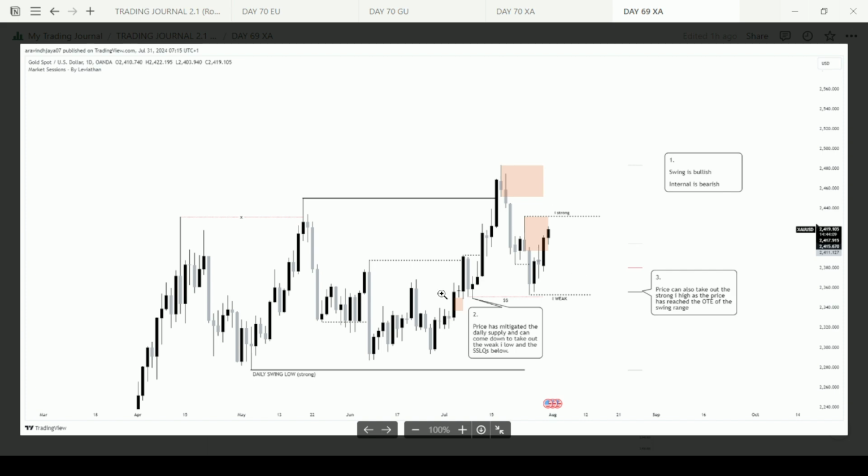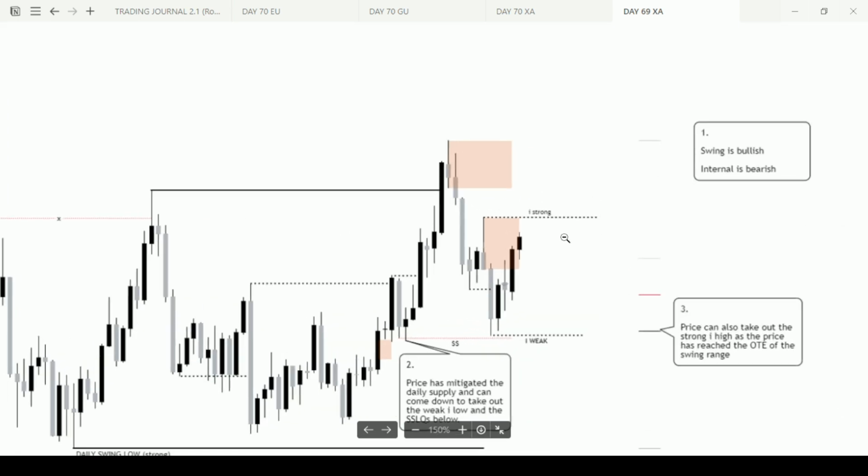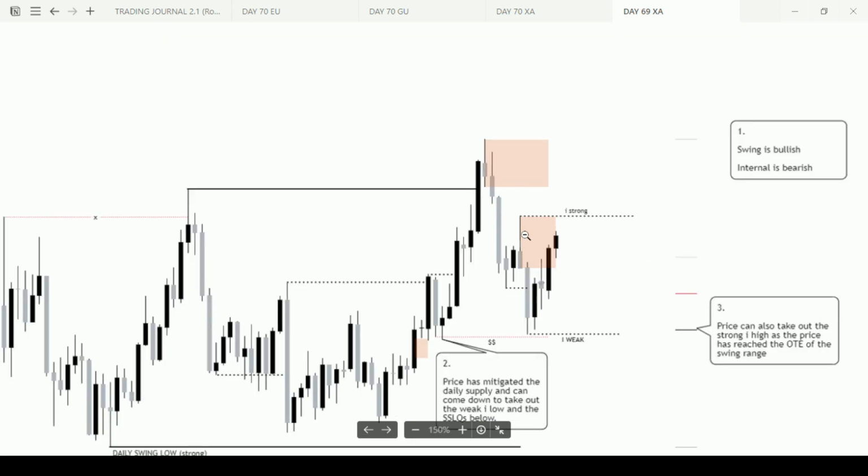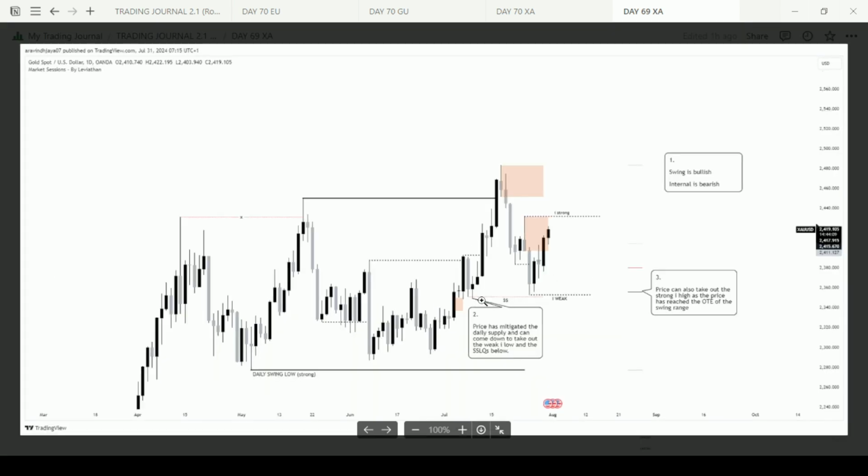So on the daily structure, the swing is bearish and the internal swing is bullish, and the internal was bearish. Price actually tapped into this daily supply, and I expected the price to come down because price can take out this peak low, and there is also this equal low formed. So a ton of liquidity below. I expected the price to be bearish today.